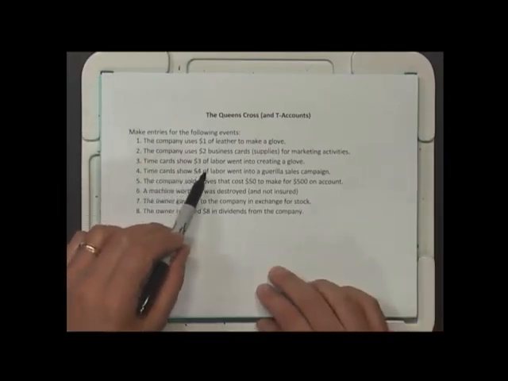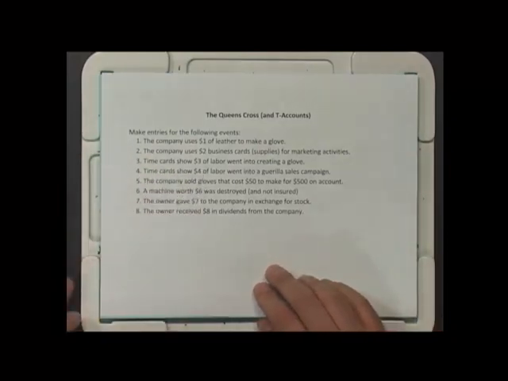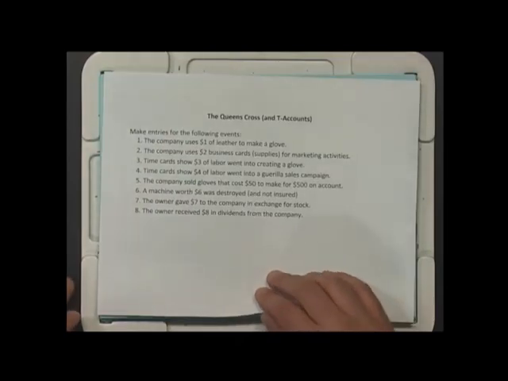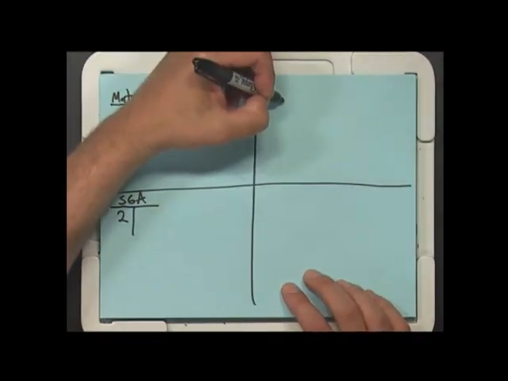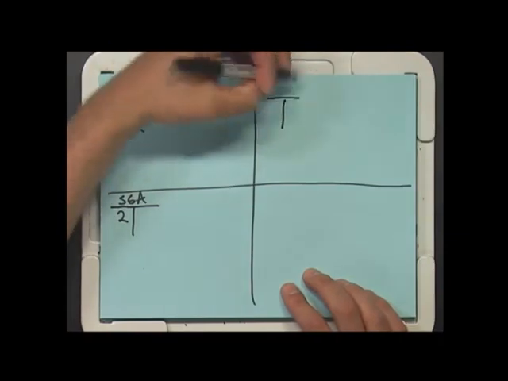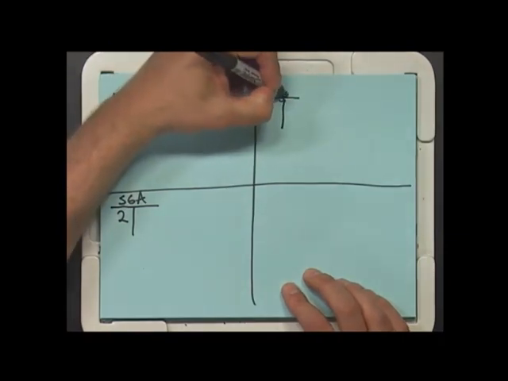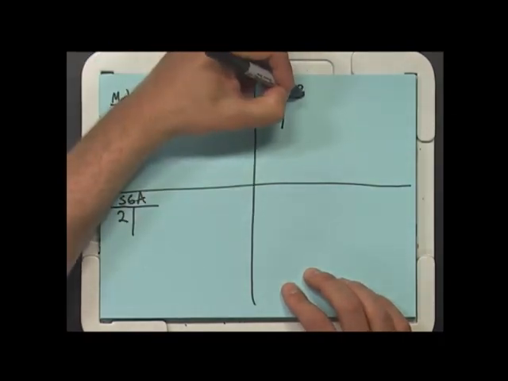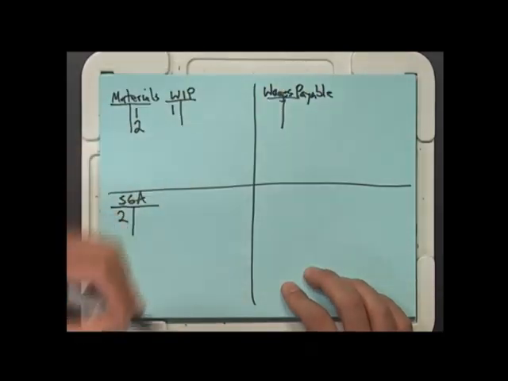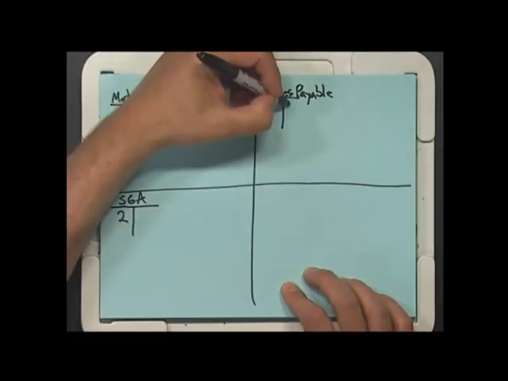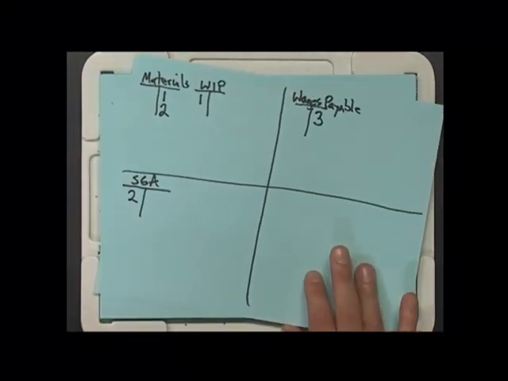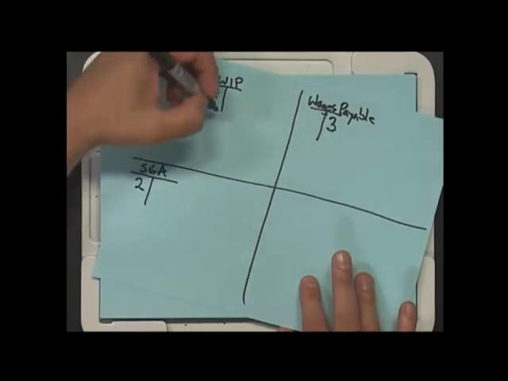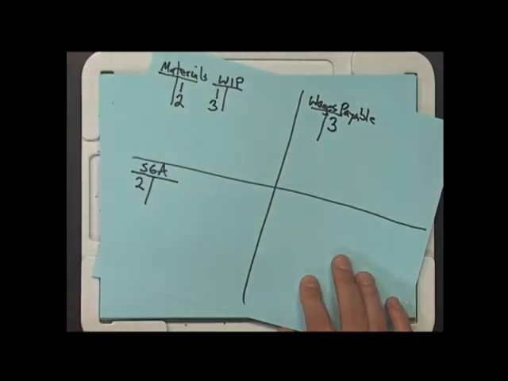Time cards show $3 of labor went into creating a glove. Okay, so, well, labor, we probably don't pay our workers in cash. We probably just, when we look at that time card, we say, golly, we owe our workers now $3. We'll call that wages payable, and I'm going to credit that for 3. That's making that side bigger. Where does that go? Well, we spent $3 to make a glove, so that's, we created an asset, right?